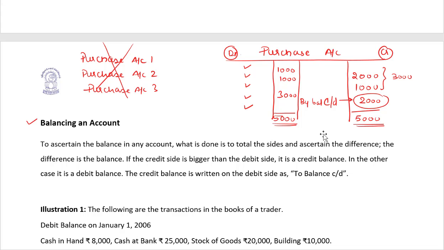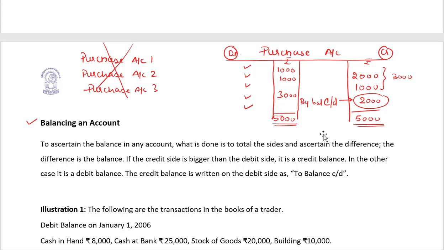Over here I had quoted an example of the purchase account, how to balance a purchase account. First of all, we will write the debit figures and the credit figures, the amounts in rupees. We'll total both sides. So one side is 5,000, one side is 3,000. We'll write the bigger total on both sides, that is 5,000. Then on the side with the smaller total, the balancing figure will come on the credit side.